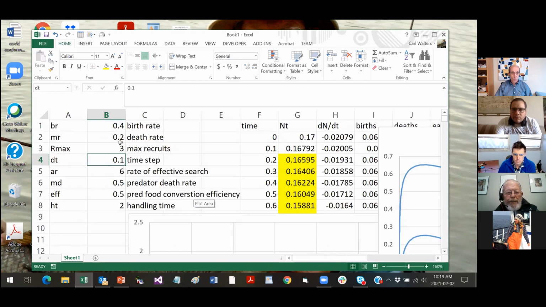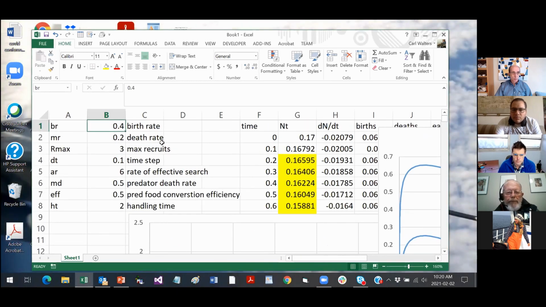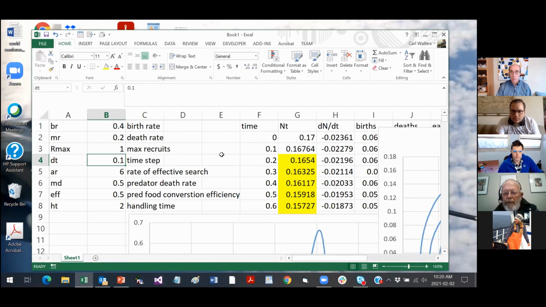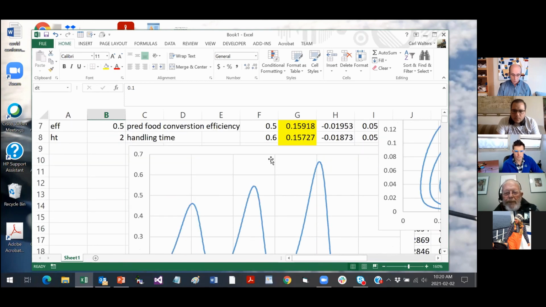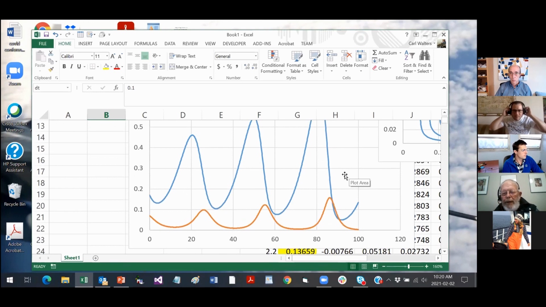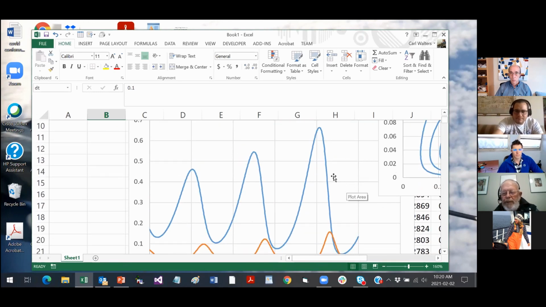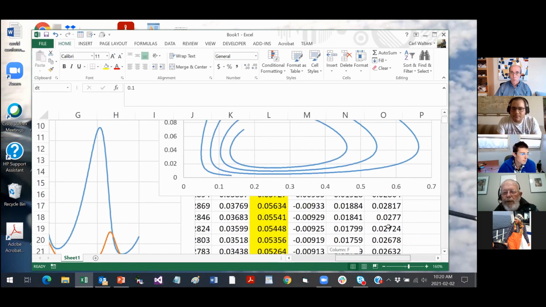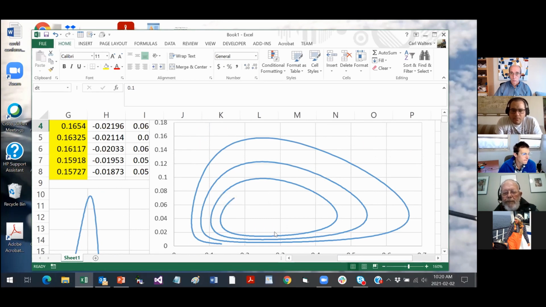oscillation. It'll still predict oscillations, but they'll be a lot less violent. And the system will eventually reach what's the stable limit cycle in this state space.